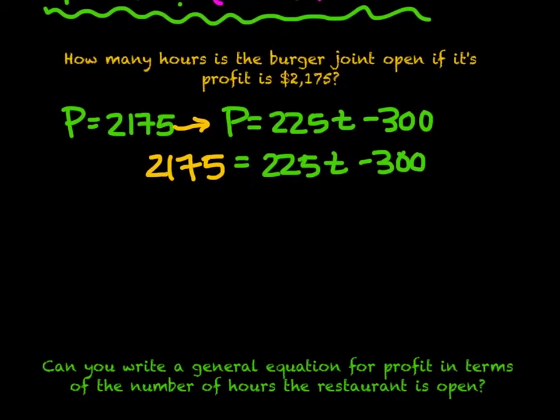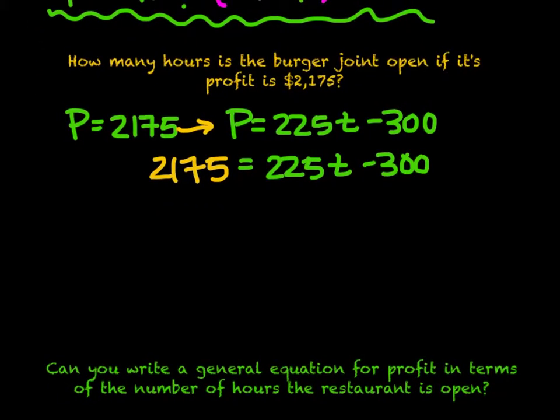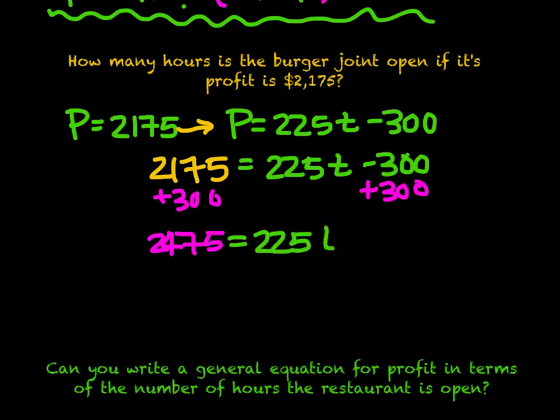Man, it's such a pain to always be solving for T. It would be nice if there was actually an equation that just said T is equal to something. I suppose we can probably figure one of those out. So let's first do this math, because we've done this math before. We're going to add 300 to both sides. So we get 2,475. I almost messed that up. It's equal to 225 times T.